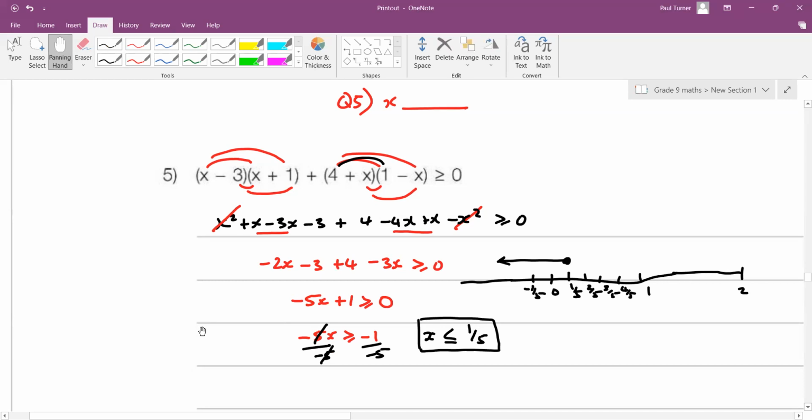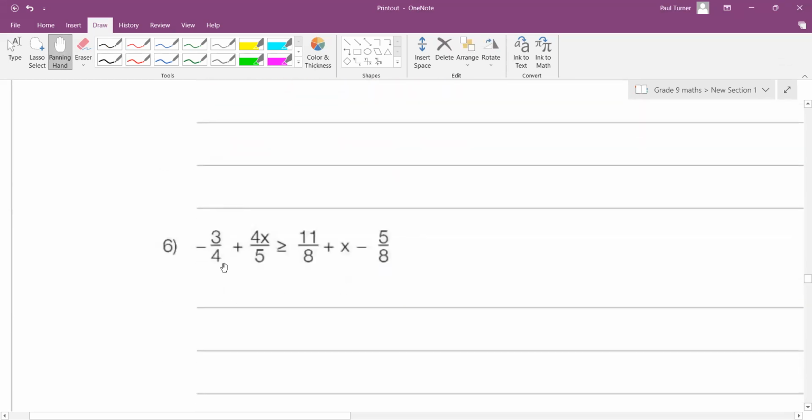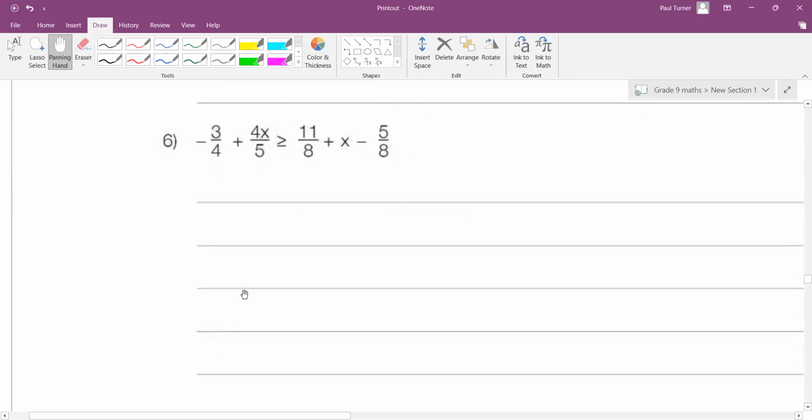Okay, so question 6, Q6 now, last one. And we have 7 minutes left. Take a look at your numbers, 4, 5, and 8. There's actually a 1 here. So what would be the LCM, the lowest common multiple? Here would be 40. So multiply everything by 40.